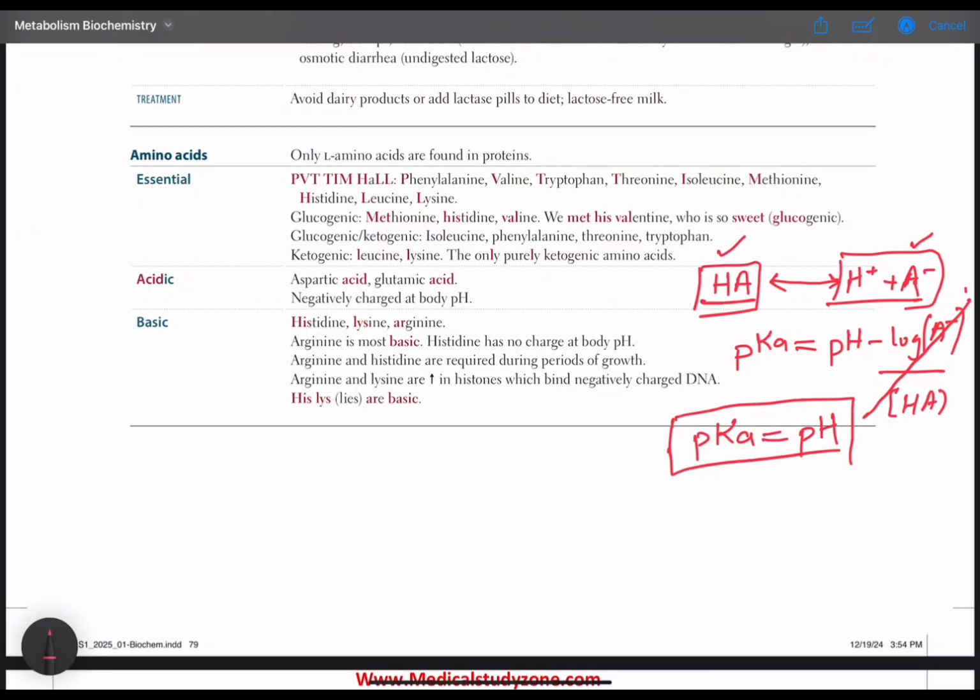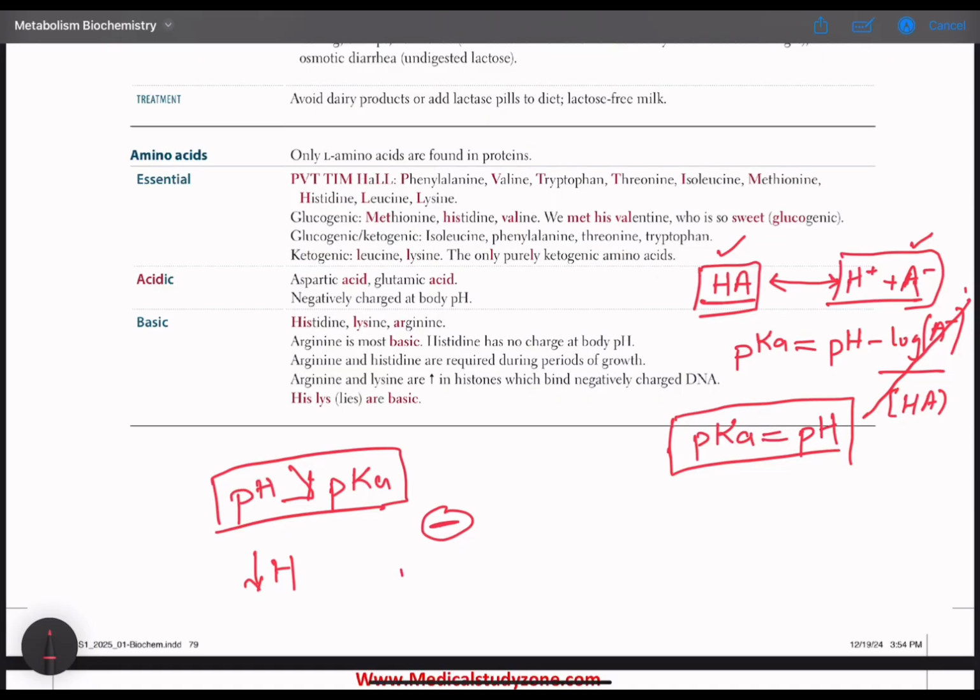Now, if the pH of any solution is greater than the pKa of that substance, this means that the hydrogen ions in that solution will be very low, and the substance might lose protons and would exist in the negative form. So if a substance is like this, it will lose a proton and exist in the negative state.